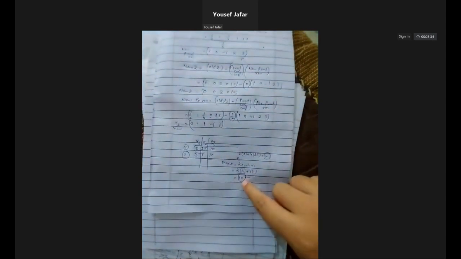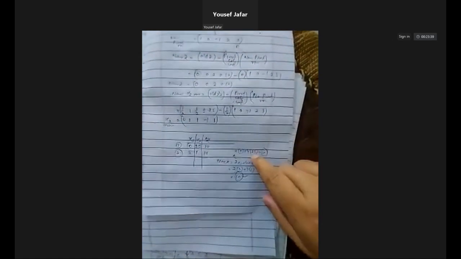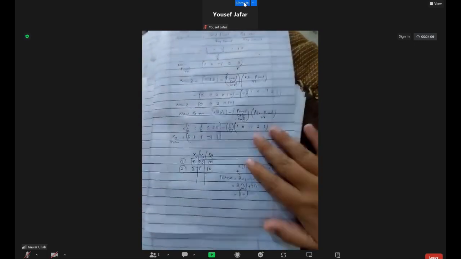2 into 3 is 6 and 4 into 1 is 4, so 6 plus 4 is 10. And here we put 0 and 2.5, so 2 into 0 is 0 and 4 into 2.5 is 10. So we are getting the same solution, but alternate values for x1 and x2. So x1 and x2 will keep changing, like you can have 1,000 solutions, but the ultimate solution, that is the z, will remain the same. So this is the alternate optima.